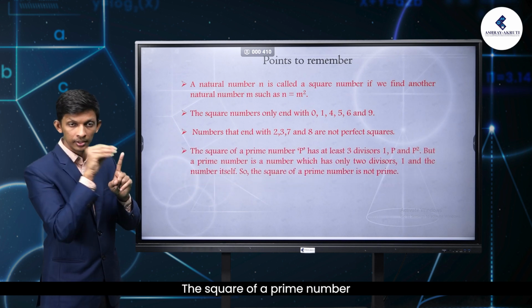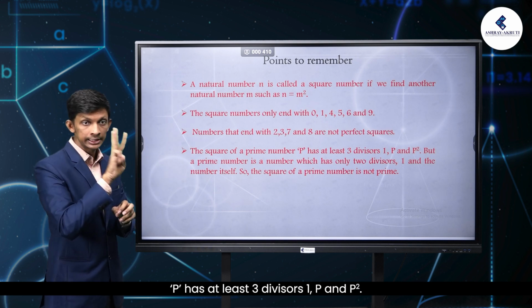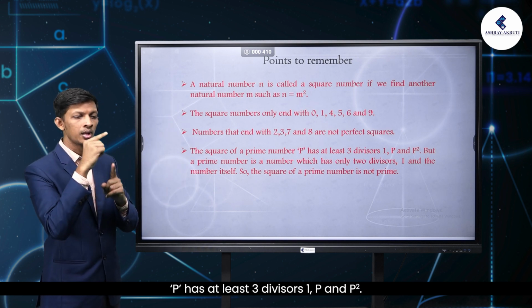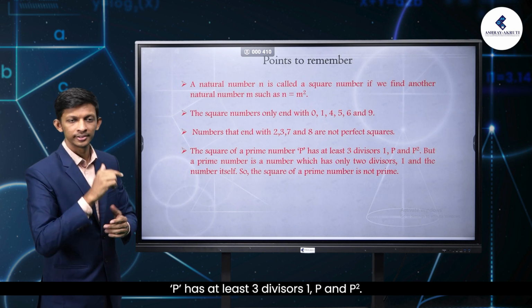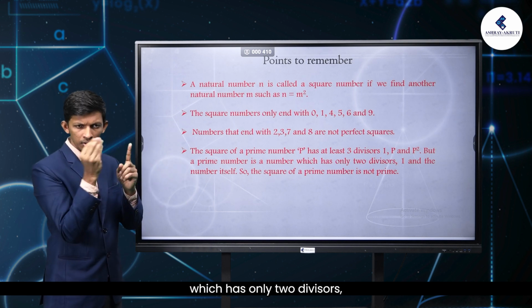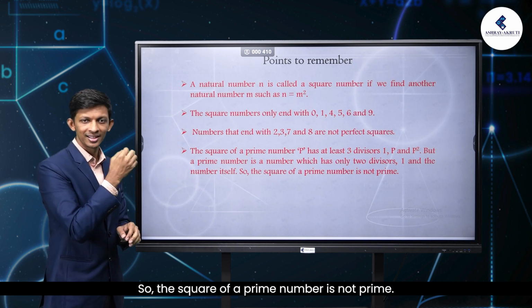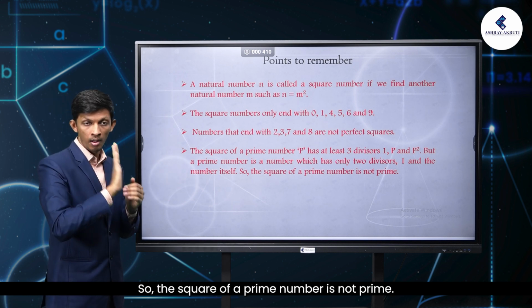The square of a prime number p has at least 3 divisors: 1, p and p squared. But a prime number is a number which has only 2 divisors, 1 and the number itself. So the square of a prime number is not prime.